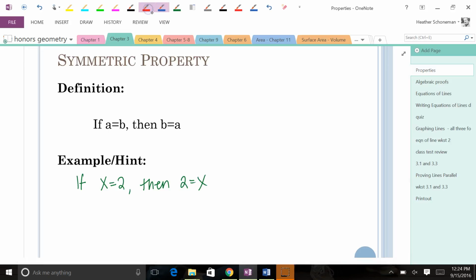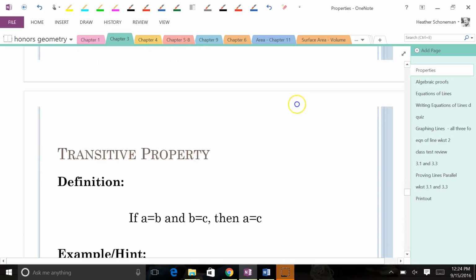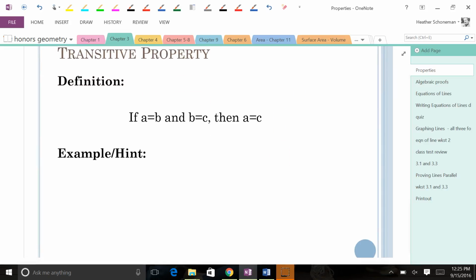So the symmetric property is an if-then statement and it deals with 2 things. The transitive property is an if-then statement and it deals with 3 things. Okay? So this is kind of a duh when you see it, but if you know that x equals 2 and 2 equals y, then what do we know about x and y? They're equal, right?